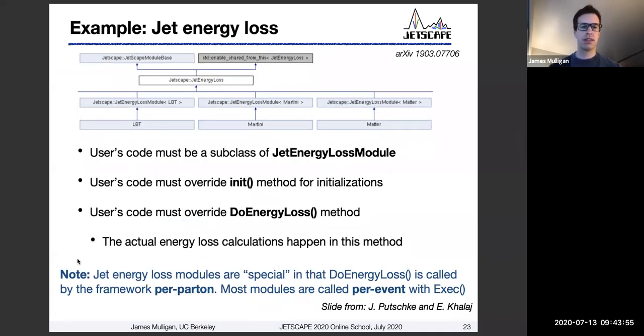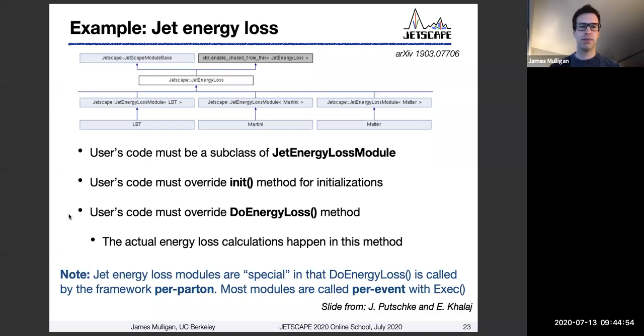So as one example of this, one might want to implement your own jet energy loss module. And so to do this, what you need to do is you write a module which inherits from this JETSCAPE module base class. And then you need to implement in your module a function called init. And here you can read in, for example, some parameters from the XML file. And then you need to implement a function called do energy loss. So this is a case where you don't implement the function exec directly, but this one called do energy loss. And what this does is it will basically take in a list of input partons, and you will do whatever you want to do in your energy loss code and spit out a list of output partons. And that's really all that you have to do.